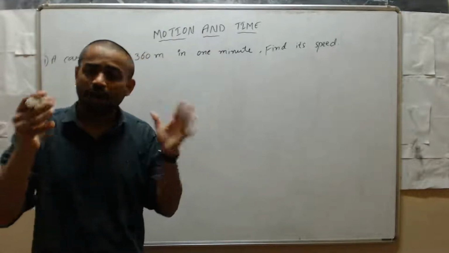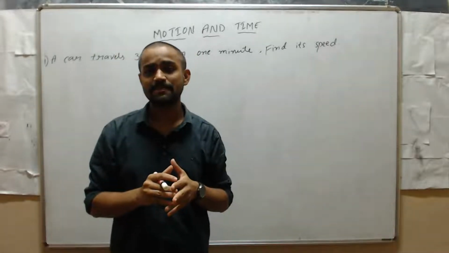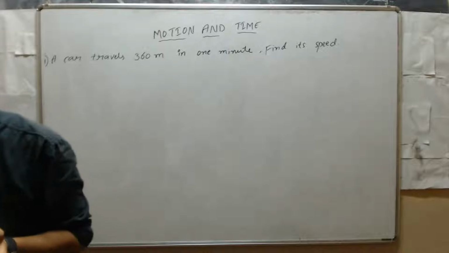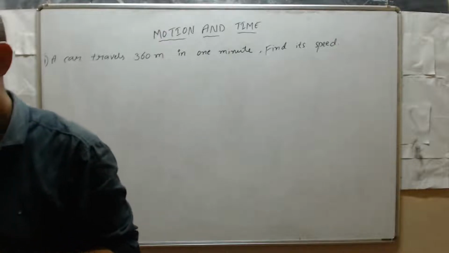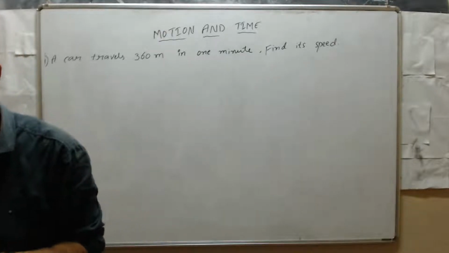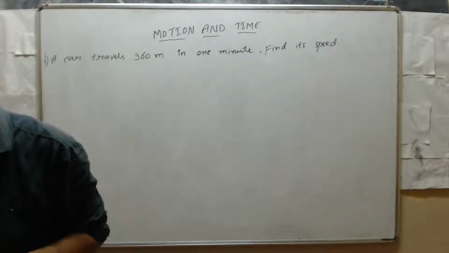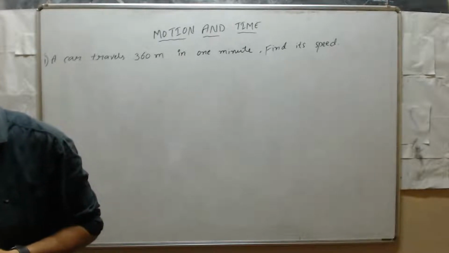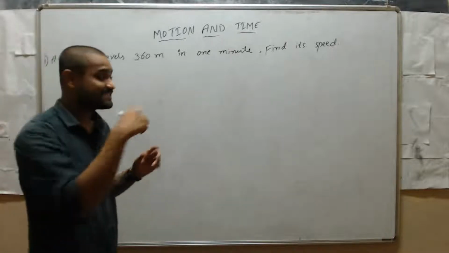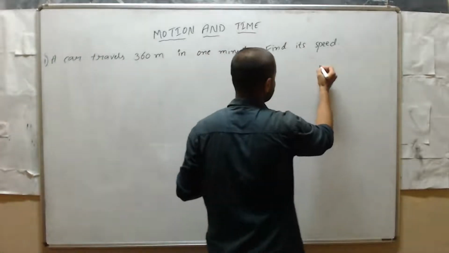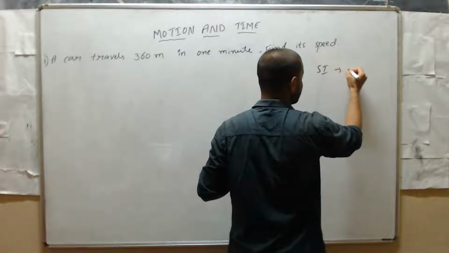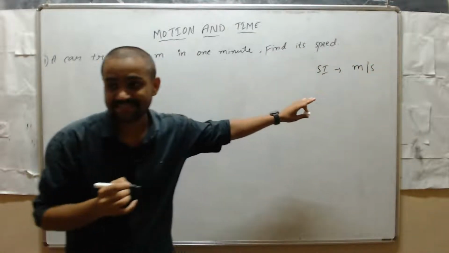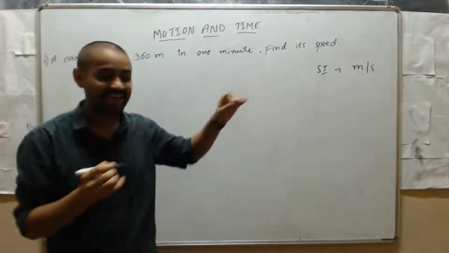What is the SI unit of speed, students? Yes, very good. The SI unit of speed is meter per second.